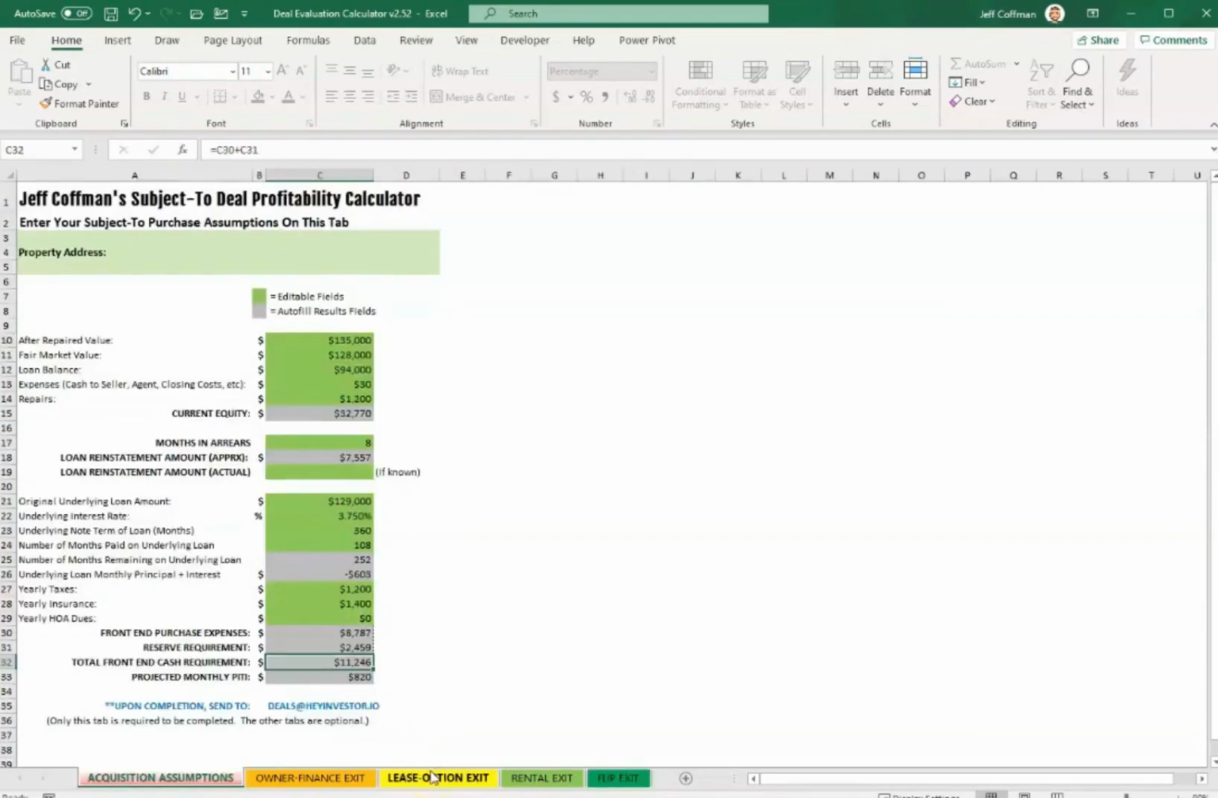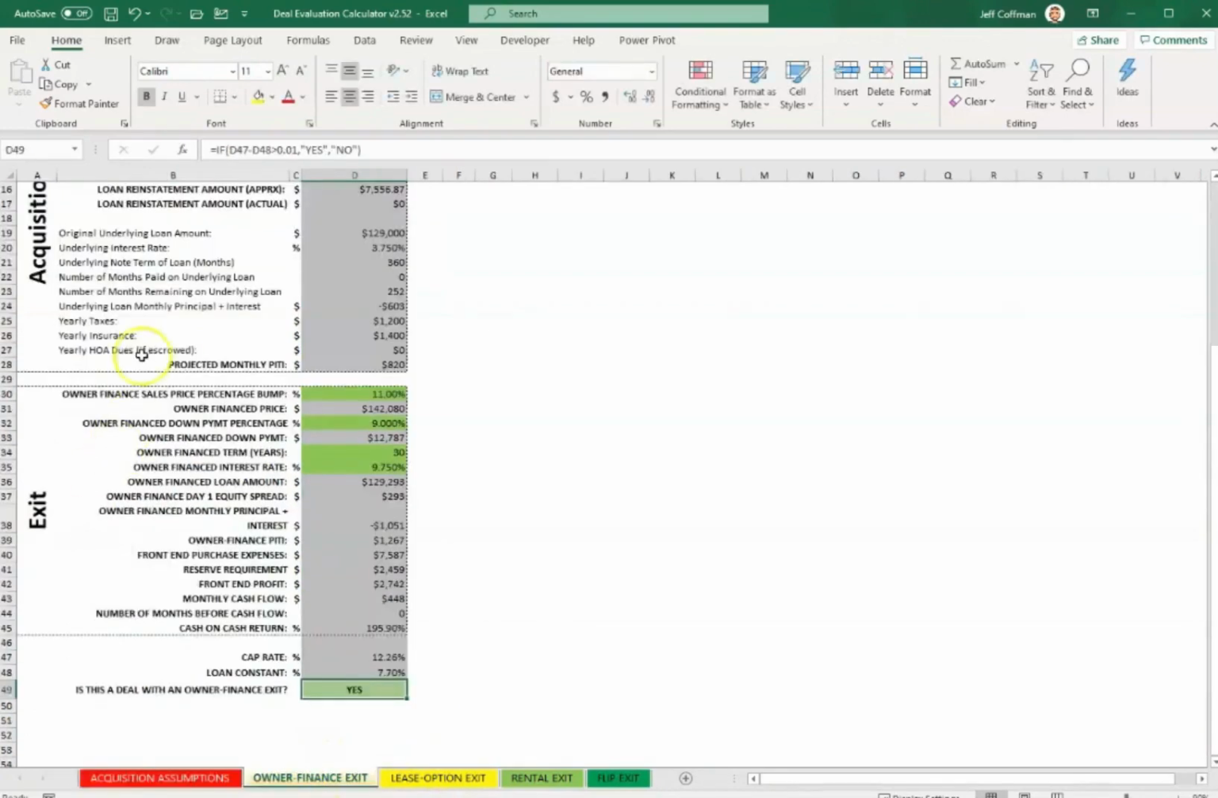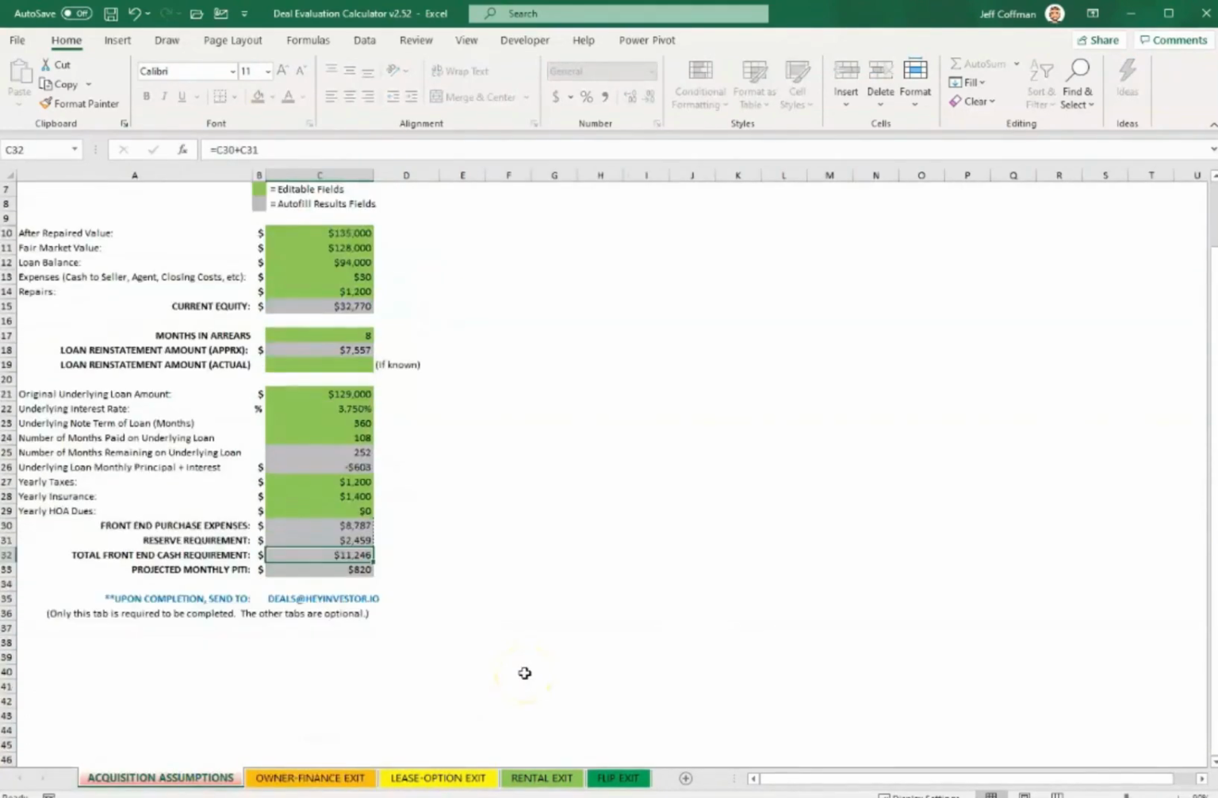I know it seems like a lot has gone into this calculator, but once you understand the terminology and what we're actually looking for when we're asking all these questions, this thing can really, really help you be profitable on the deals that you do.